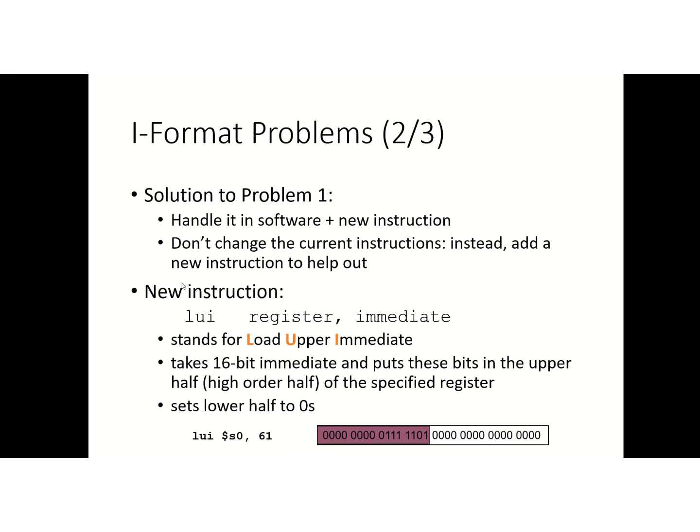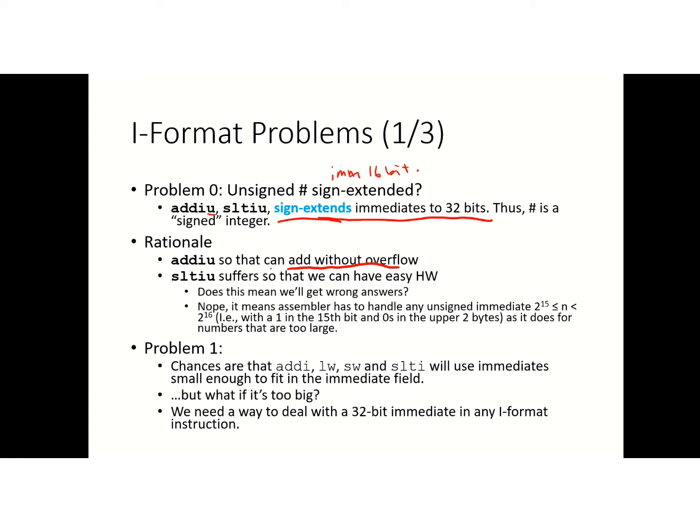SLTIU would suffer because we want an easy hardware design. So does this mean we will get the wrong answers? No. It means that the assembler has to handle any unsigned immediates in the range from 2 to the power of 15 up to 2 to the power of 16, for example with a 1 in the 15th bit and zeros in the upper 2 bytes, as it does for numbers that are too large. So there is some problem with this sign-extended immediate.